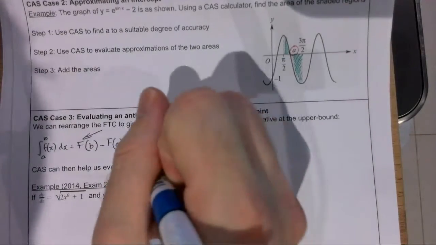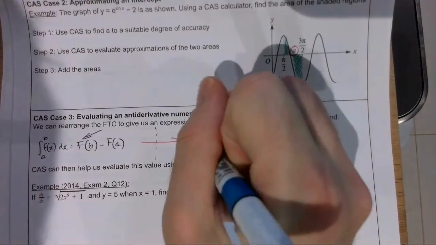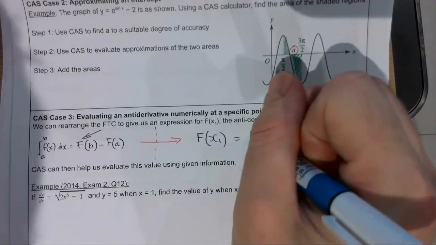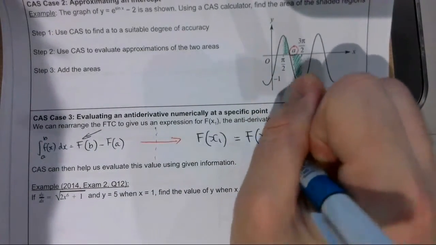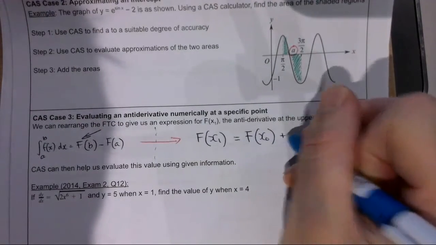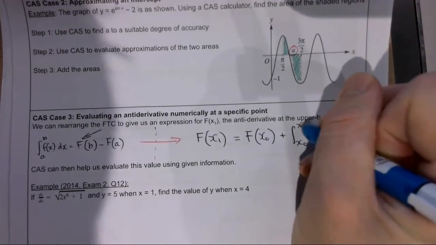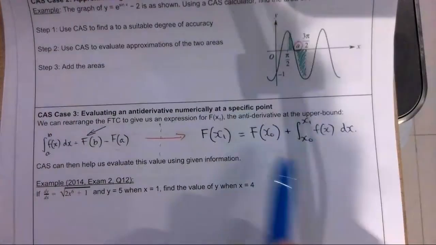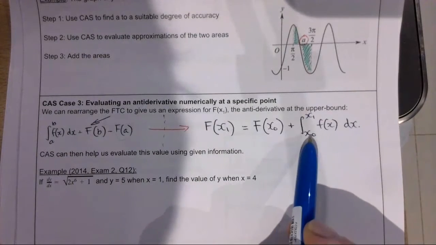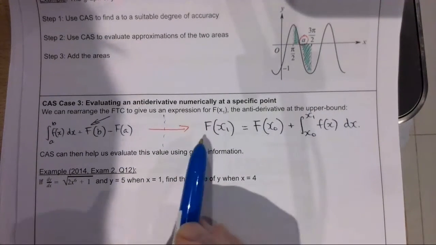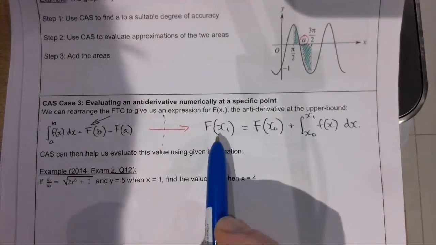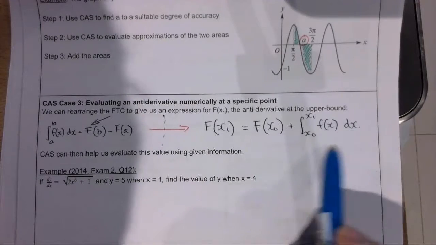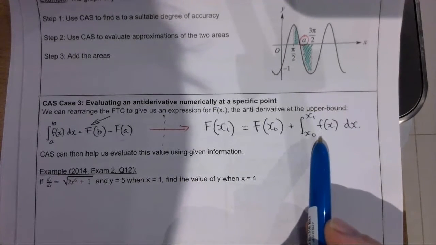So rearranging this, f of x1, which is going to be my b, equals f of x0, the f of a, plus the integral from x0 to x1 of f of x dx. What this allows us to do is evaluate the antiderivative at a given point if we know its value at another point and we know the behavior of the gradient.